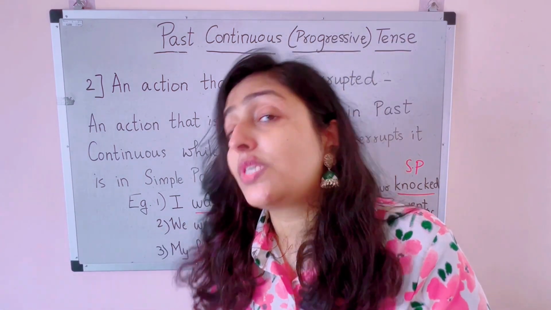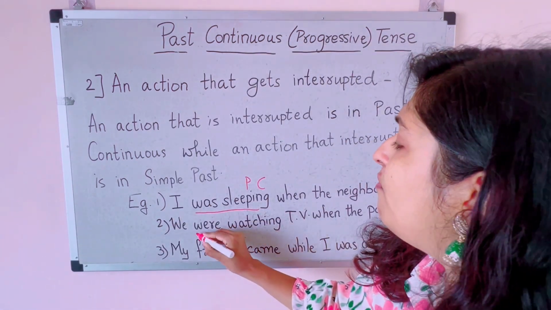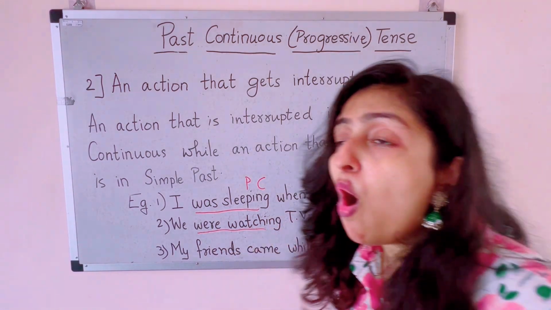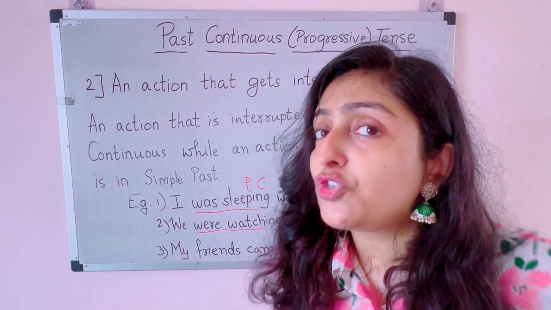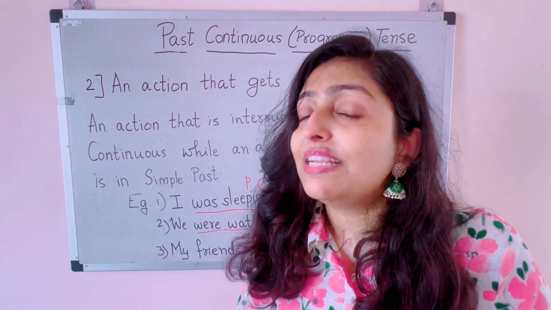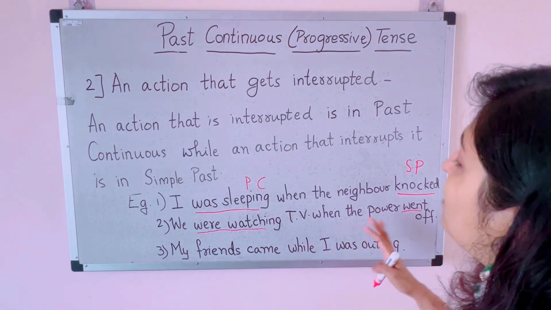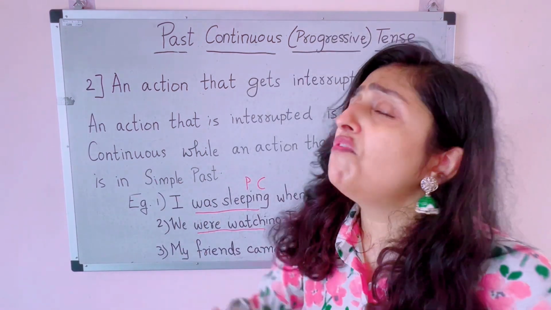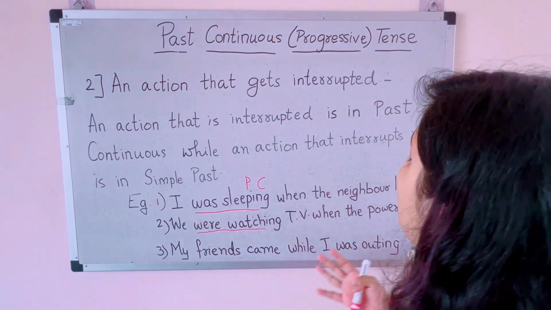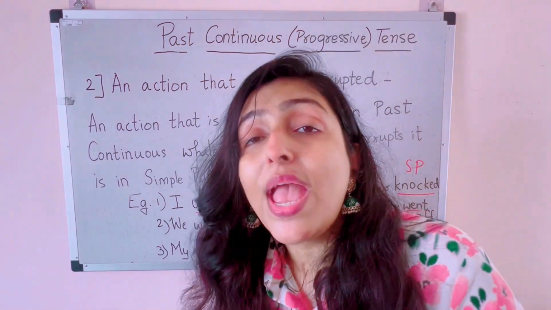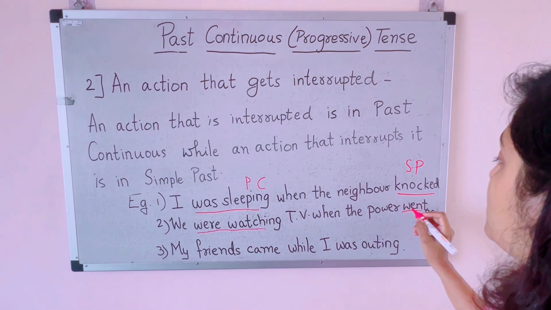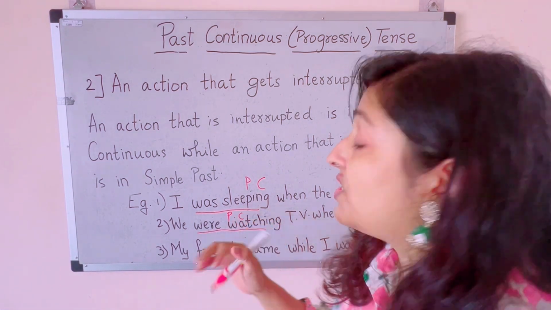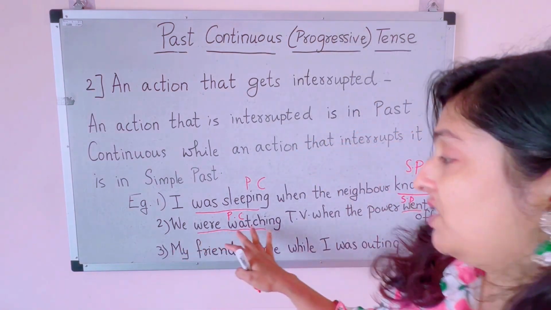Let's move on to the second example. We were watching TV when the power went off. So again, there are two actions. The first action is creating the interruption. The power or the current is creating the disturbance. We were watching TV when the power went off. Went is in simple past and we were watching is in past continuous tense.